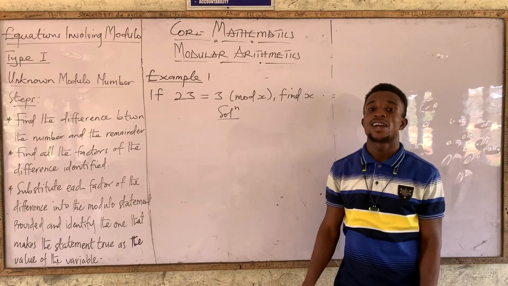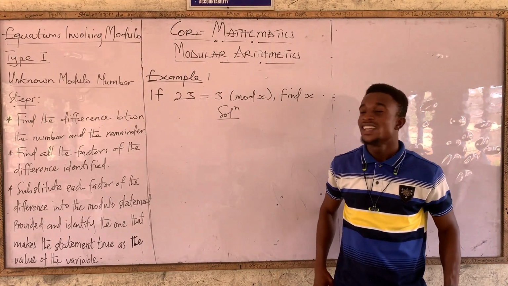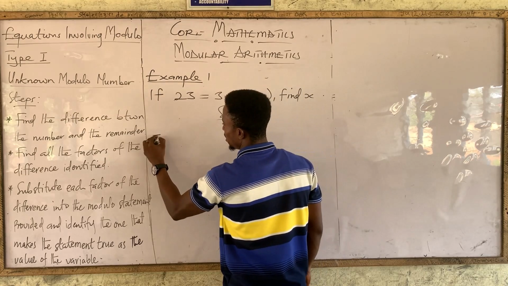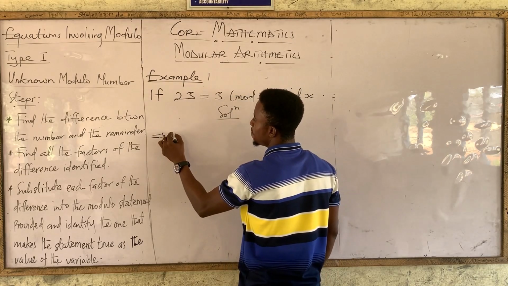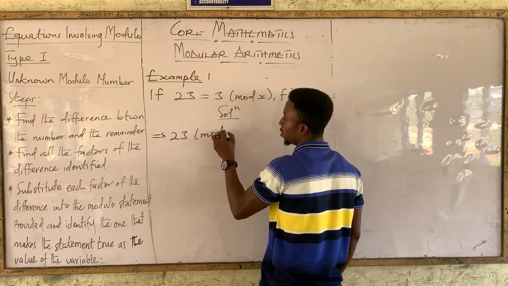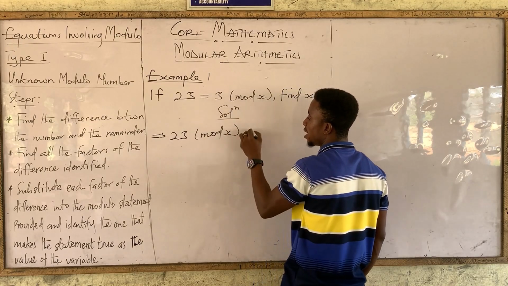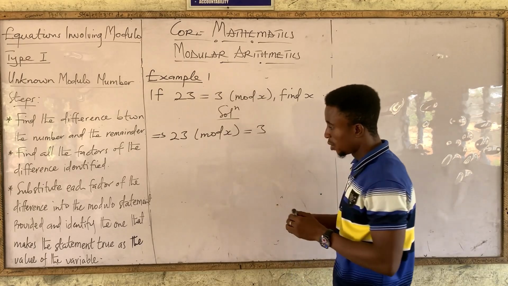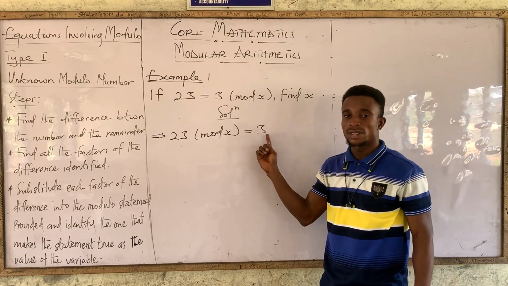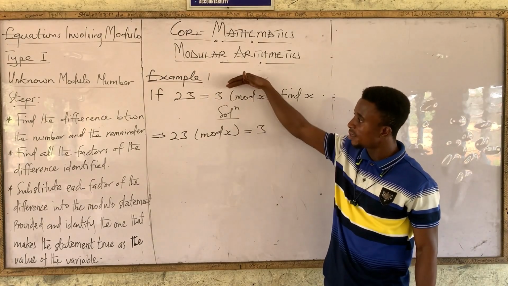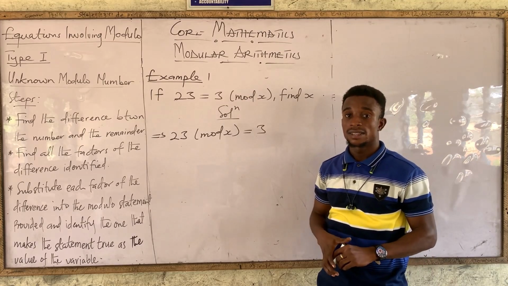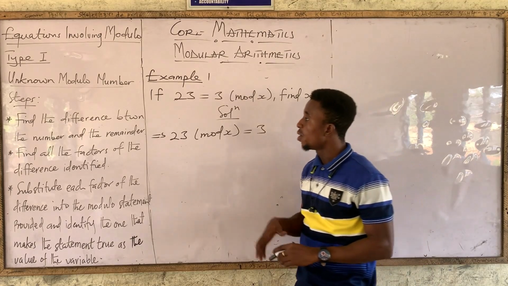That is what we have to find. So can we start? We can also write this one as 23 mod x is equal to the remainder 3. So whenever this is given, you have to write it in this form, like what we did in the first example.